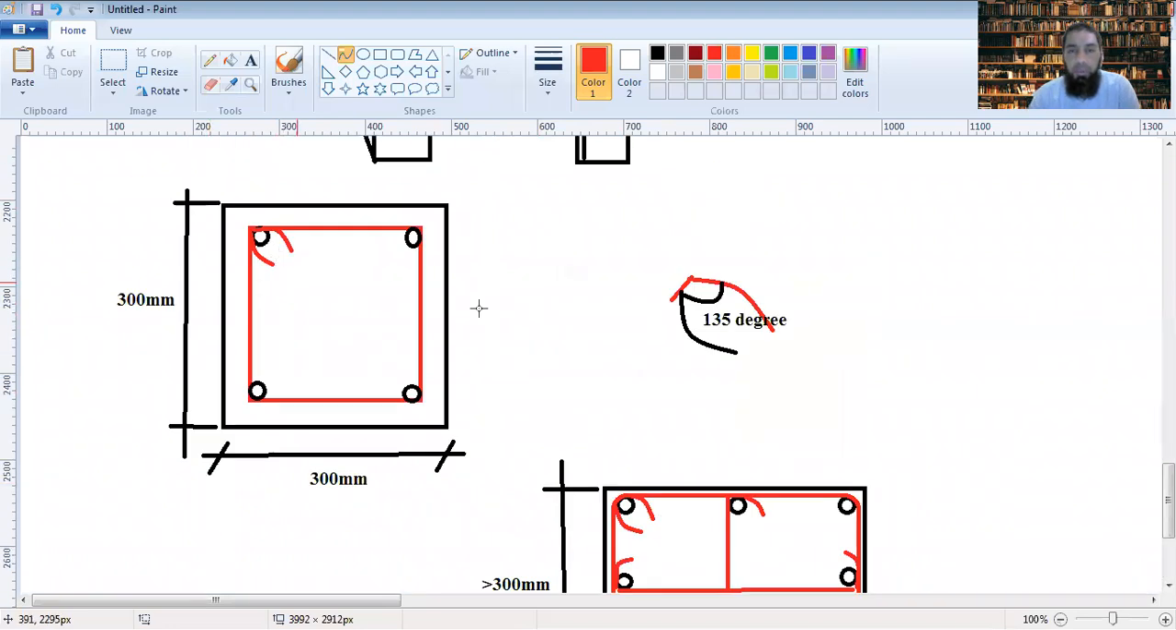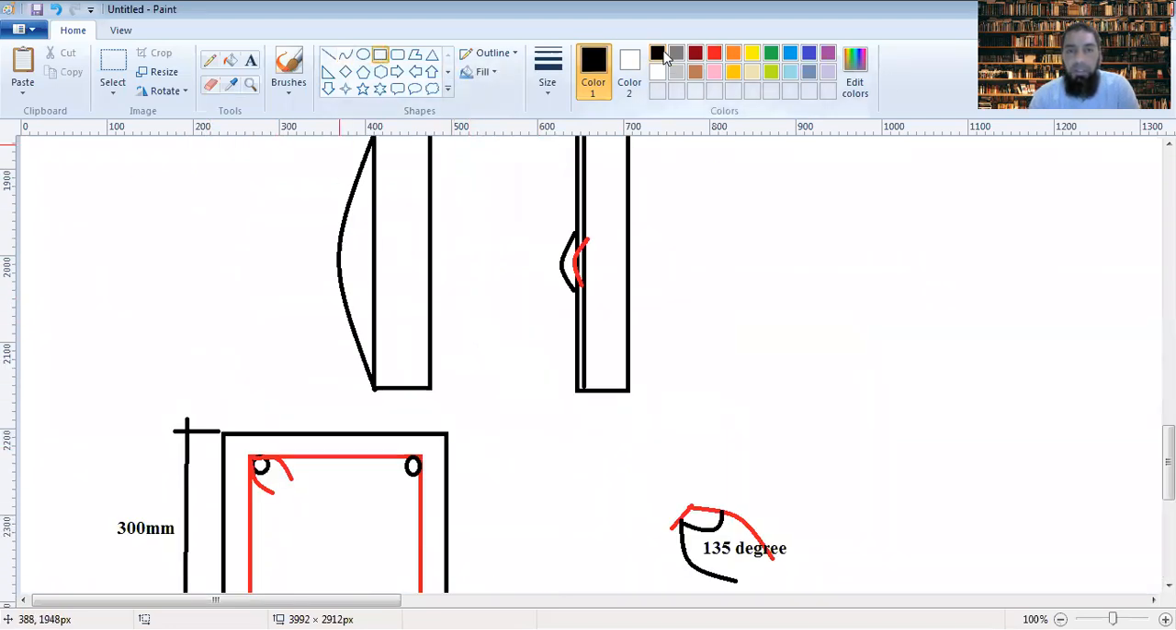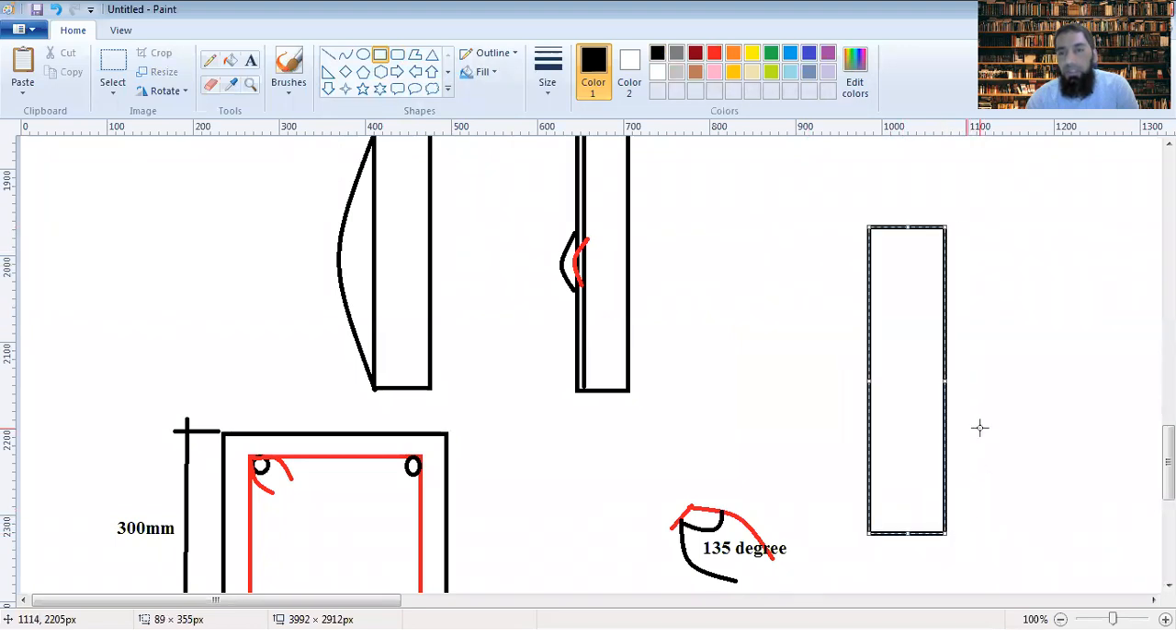What happens to the hooks along the length of the column? If this is the column, if you're providing one hook of a tie, there's a tie here, then there is another tie here. There will be spacing between the ties. These ties or these rings or these transverse reinforcements are connecting the longitudinal bars.